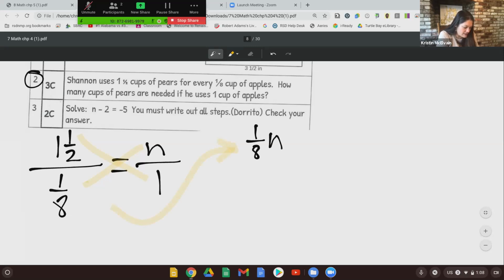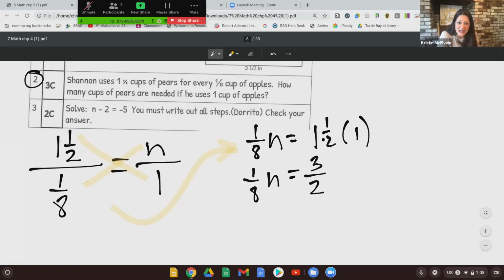All right, 1/8 n equals 1.5 times 1, which of course is just 1.5. Okay, so now we have 1/8 n equals 1 and 1/2. So I am going to make that into an improper fraction so that we can simplify. 1/8 n equals, we're going to go 2 times 1 is 2, plus 1 more is 3.